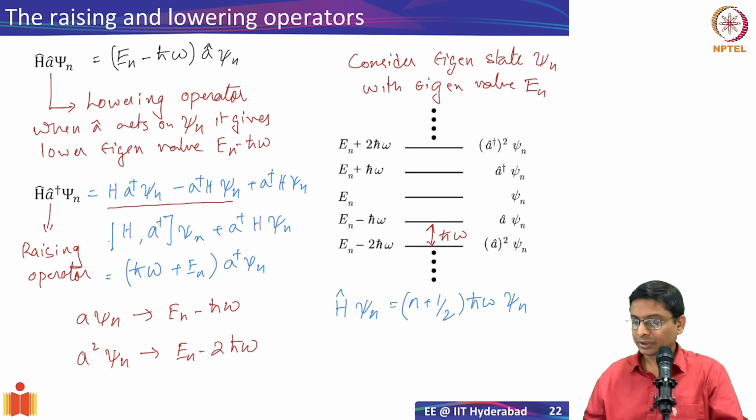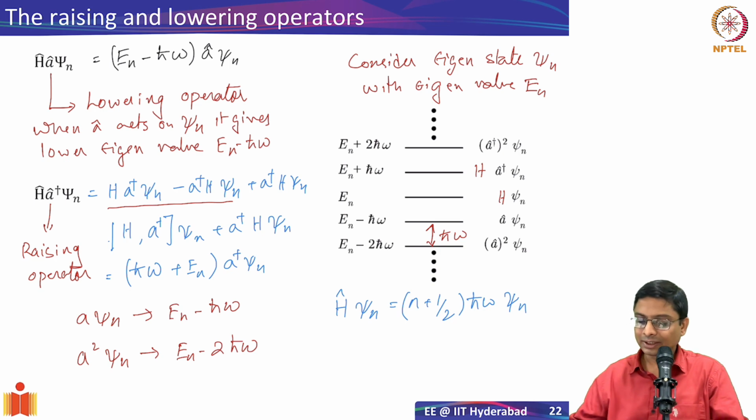Okay. So in this case, this is H acting on psi n giving you this. H acting on A dagger psi n is giving you En plus h cross omega, twice, and so on. So basically H acting on psi n will give you n plus half into h cross omega times psi n.